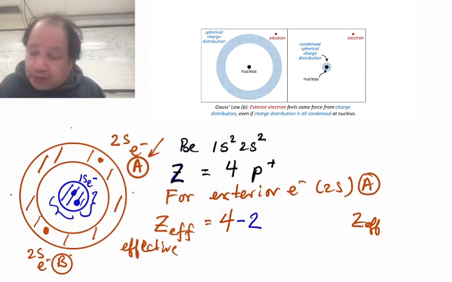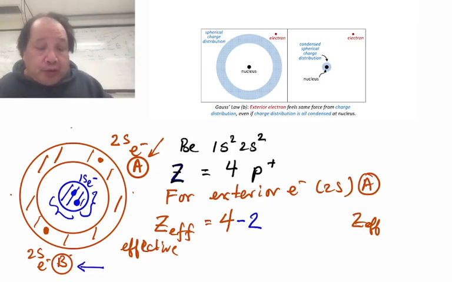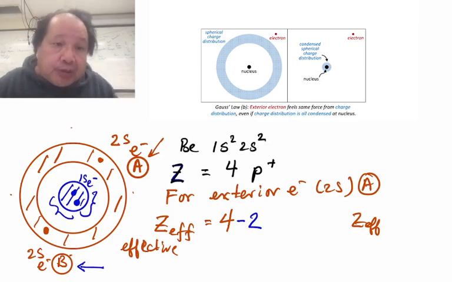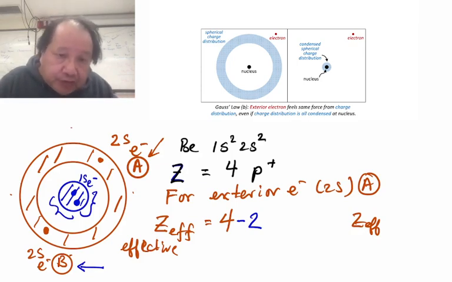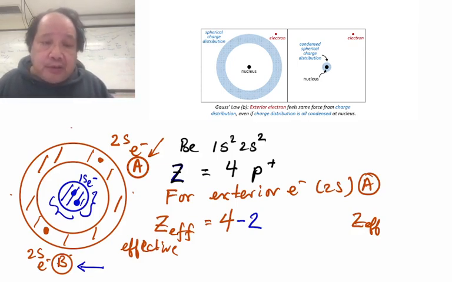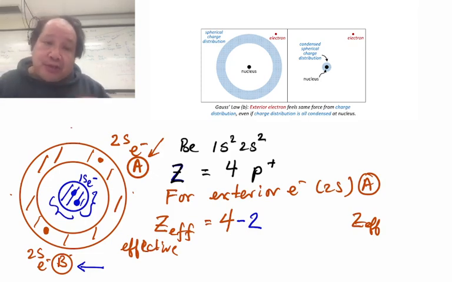And now we come to the issue of the 2s B. When 2s B is interior to 2s A, by Gauss's law, it's as if it's concentrated in the center. And if 2s electron B is exterior to 2s electron A, it exerts no force. So really the question is, what fraction of the time is 2s electron B, which is somewhere in this ring, closer to the nucleus than 2s electron A, which is also somewhere in the ring?